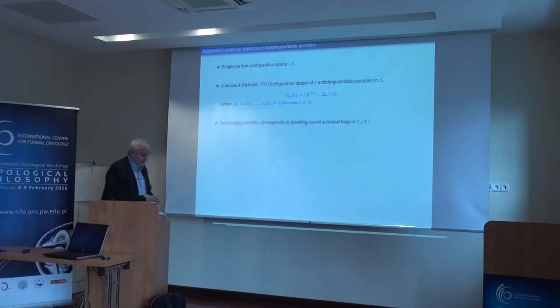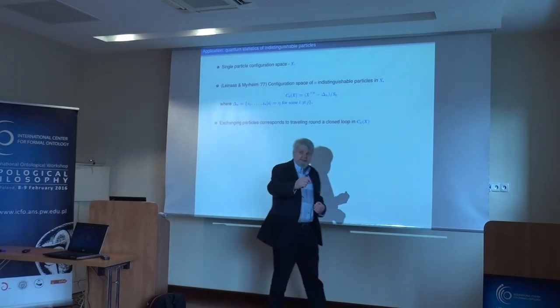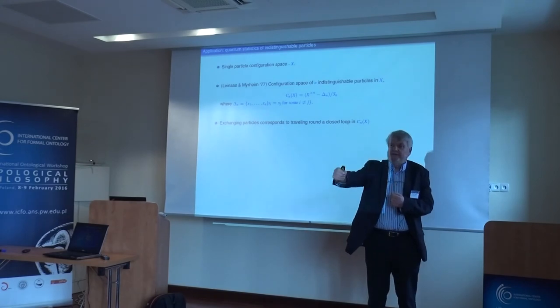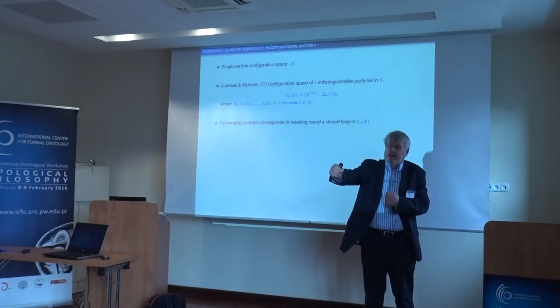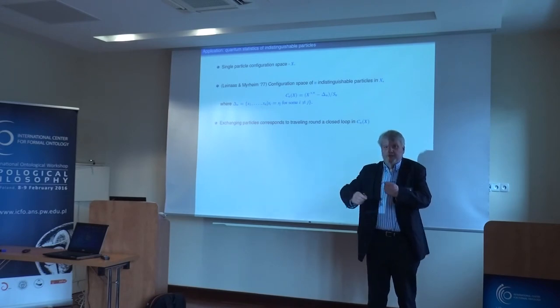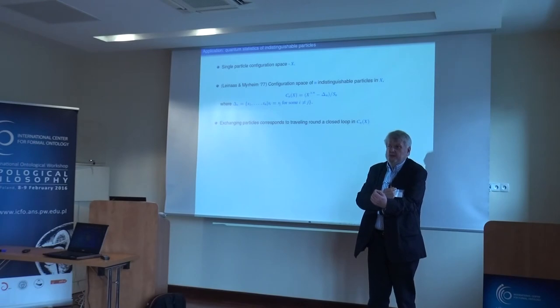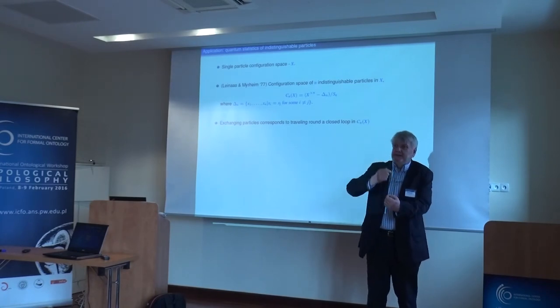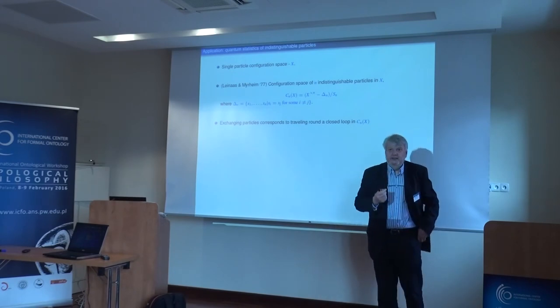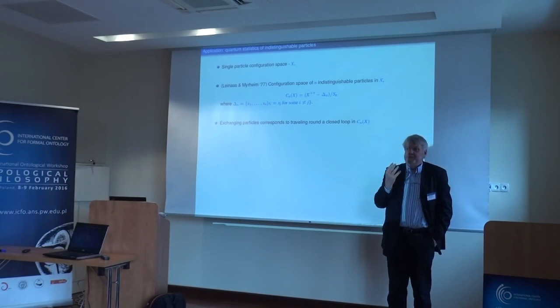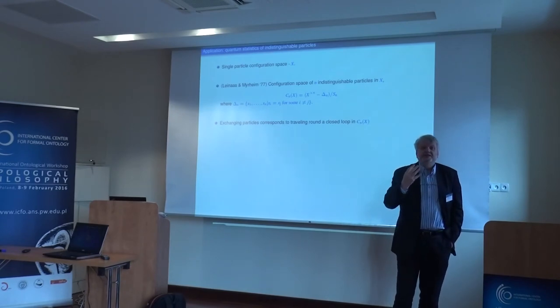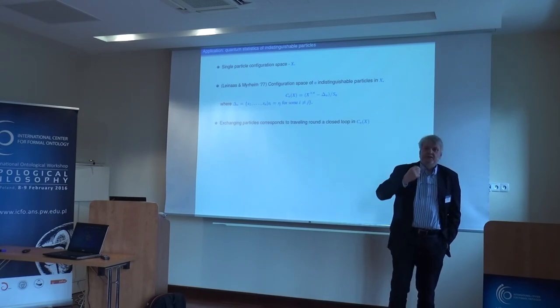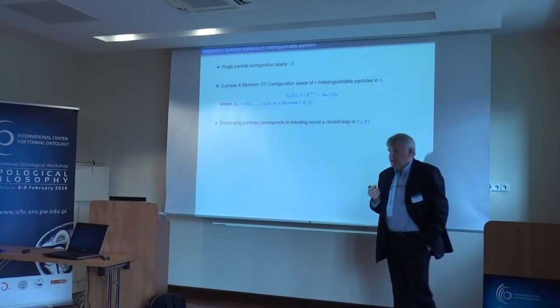Okay. So now you can think of exchanging particles as moving one from its position to the other, and at the same time moving the second one to the original position of the first. So this is the exchange of the particles. The net result should be the same, because these particles are indistinguishable. So you really have a closed path in this configuration space, and the topological properties of the space determine what the net result of this exchange is. So you see that this whole concept of homotopy plays a role here.